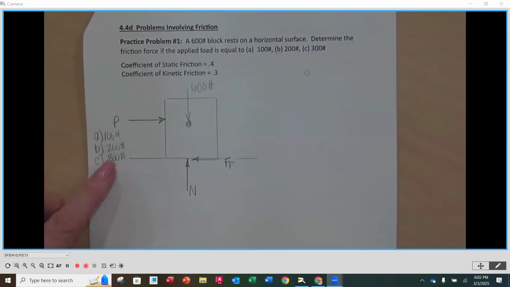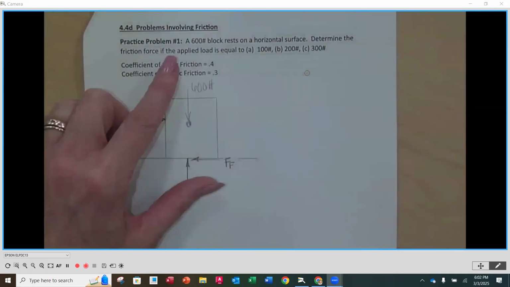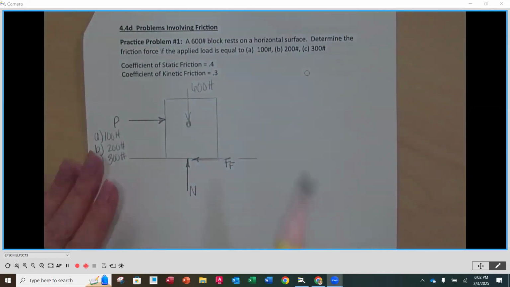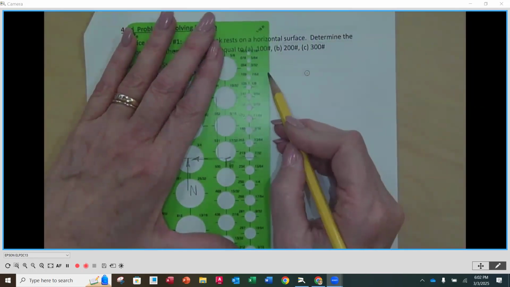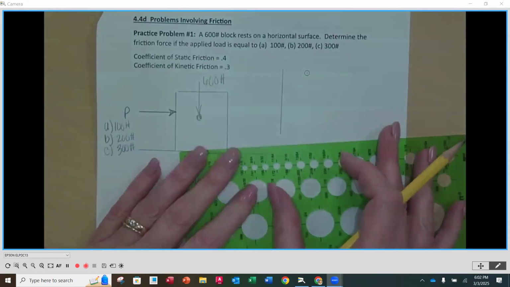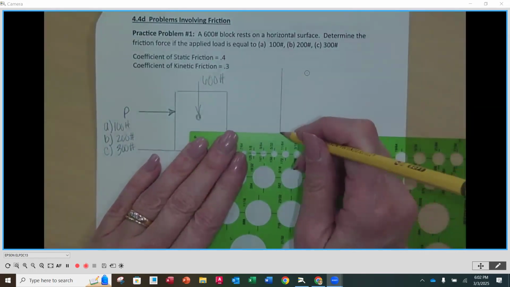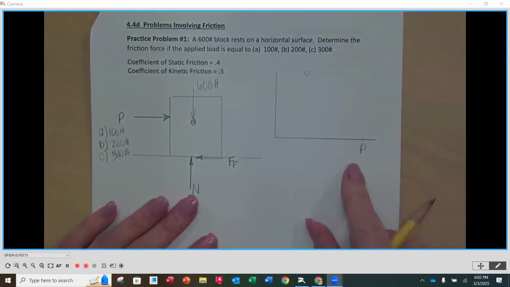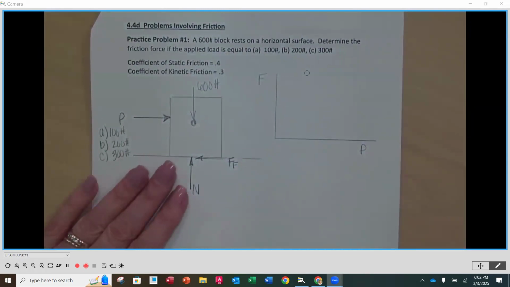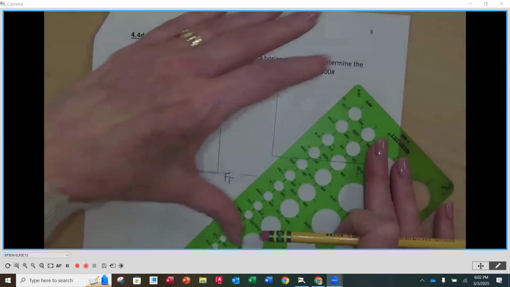Now, we want to know what the friction force is at each one of those loads. What I want to do, because this is how it goes every time we have a friction problem and we start pushing on something, is recall the behavior we saw earlier with the pushing force and the friction force on that little table or graph.